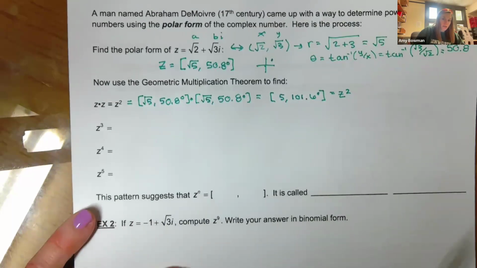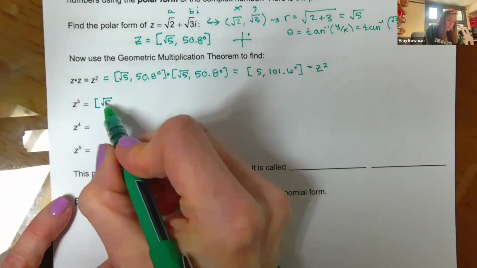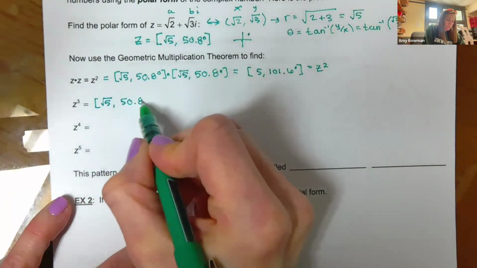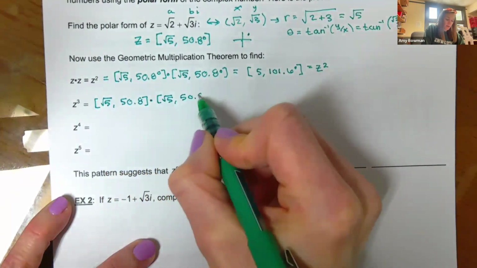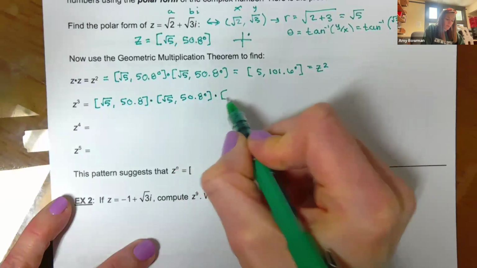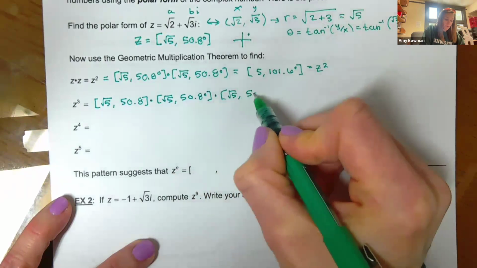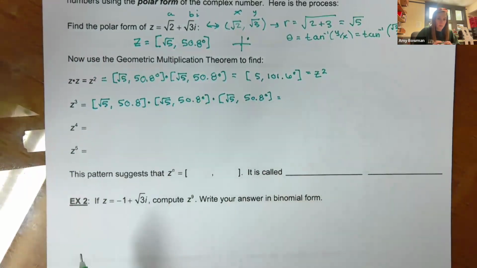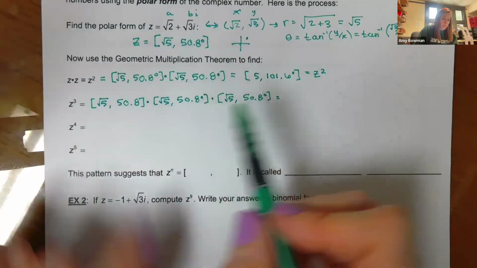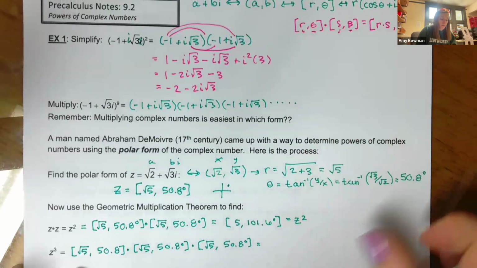Okay, so let's find z cubed. Z cubed is going to be the same thing, except I'm multiplying z by itself 3 times. So square root of 5, 50.8 times square root of 5, 50.8 degrees times square root of 5, 50.8 degrees. Again, even though I'm multiplying 3 complex numbers now, I'm still going to be applying what we learned. Multiply the r values. This time it'll just be 3 r values and add the angles.